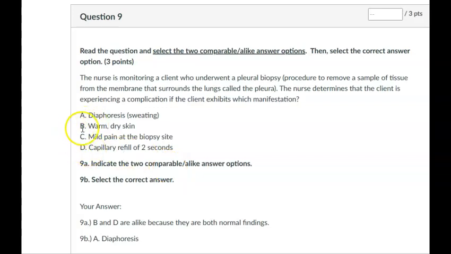Also could be indicative of perfusion, right? Both of those, so that could link them together as well, and they're normal. Correct answer for this one is A, diaphoresis or sweating.